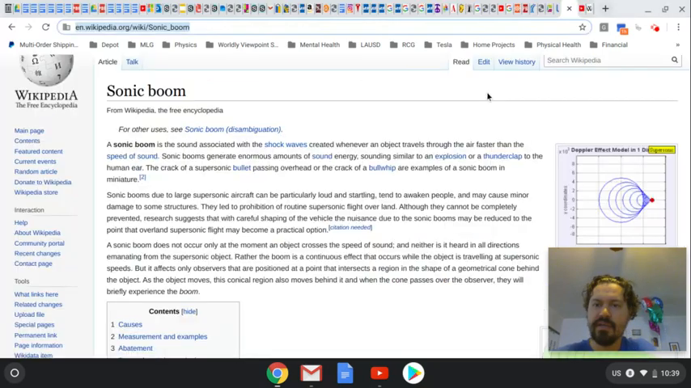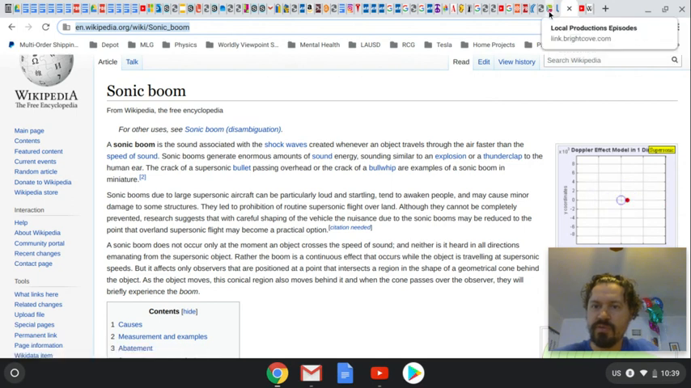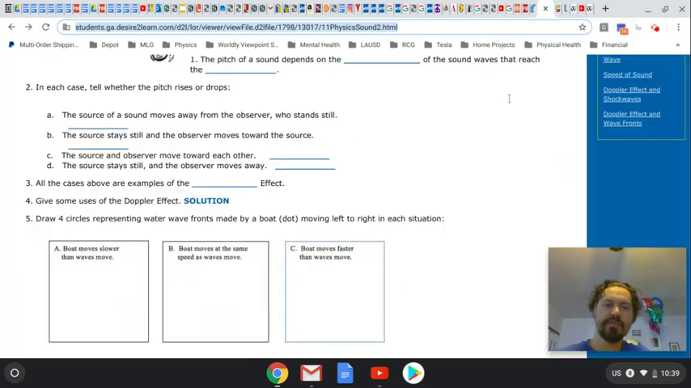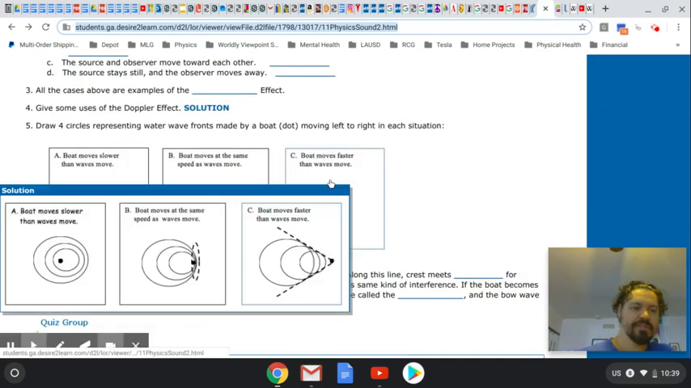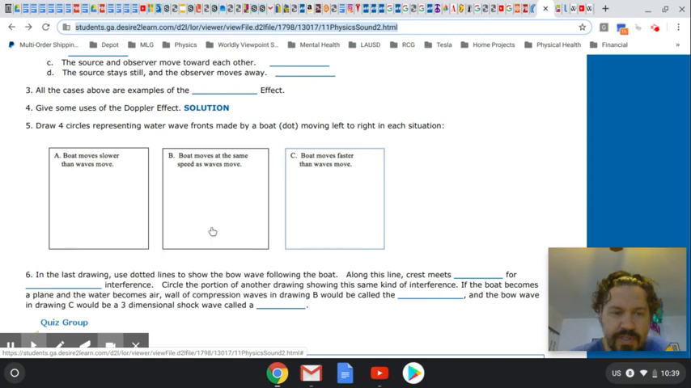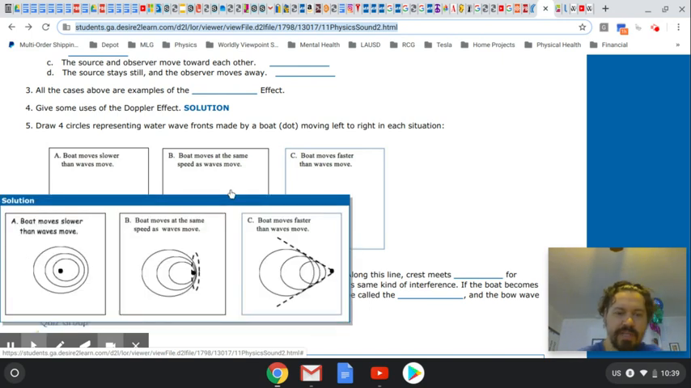And I actually already have this open. Here it is. And so here's the same question. We can see the answers here. A boat going slower, a boat going the same speed is going to have all of the waves, this little ring here in B, the ring with the dashed lines, all the waves are going to be bunched in one spot.